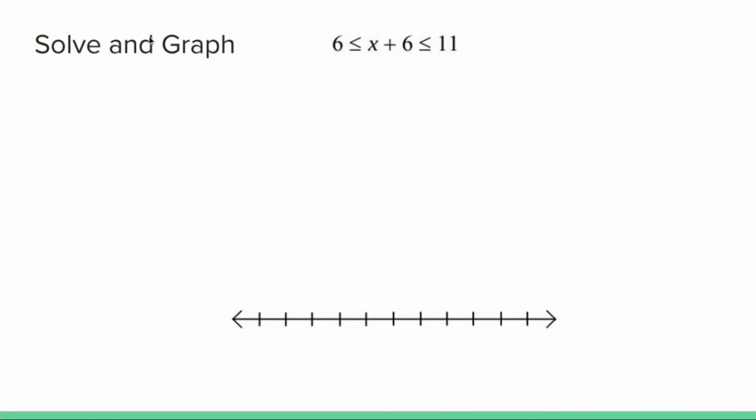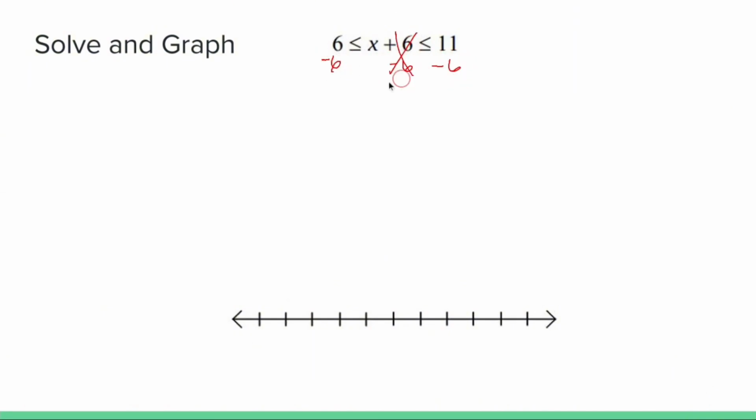We have ourselves a compound inequality, and this is one of those in-between kinds. So whenever you have an in-between kind, you look directly in the middle and you solve it just like you would solve a regular old equation or inequality. You get x all by itself. How do you get x all by itself? Subtract 6 from all three sides.